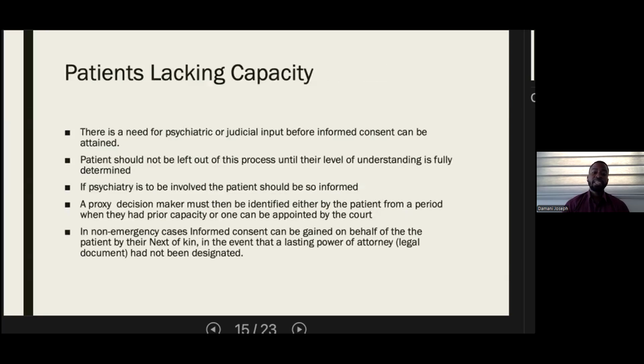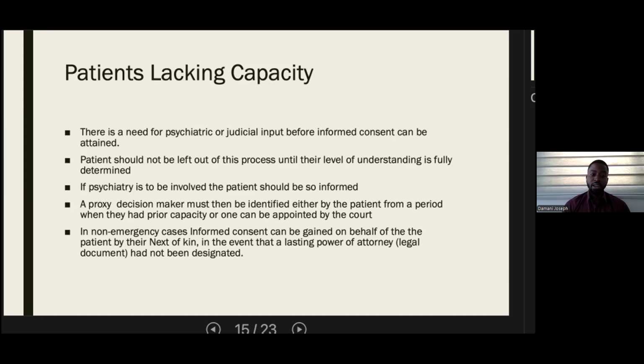What do we do with a patient that is deemed to lack capacity? So in this case, there's a need for either psychiatric or judicial input before informed consent can be attained. This patient should not be left out of this process. And we must find out what their level of understanding is. If psychiatry is to be involved, the patient should be informed that we need to get these other doctors on board.